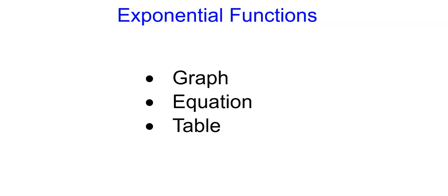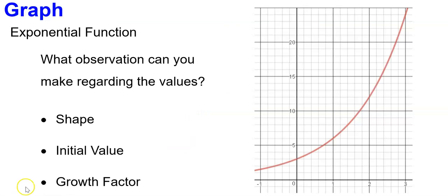Hi, today we're going to explore exponential functions in three forms: graph, equation, and table. In a graph, you can identify an exponential function, first off, because it's not linear. A linear graph would go up at a continuous rate, and here the rate is increasing each time by the same factor. So the shape is going to be like this.